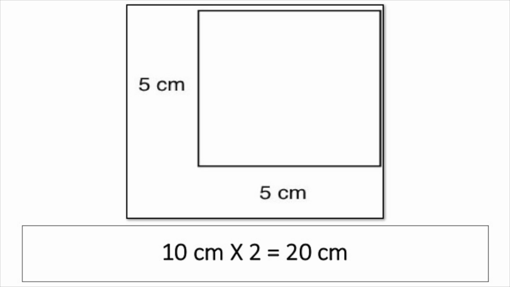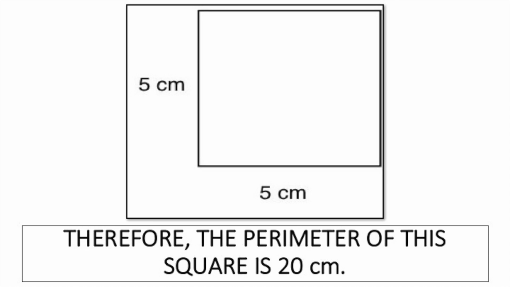Or, if you want to, just take one side, 5 centimeters, 5 times 4 equals 20. You get the same answer. So you can do it the way you do with a rectangle, length plus width times 2, or length times 4, because all the sides of the square are the same length. So 4 times the length will be the perimeter. Therefore, the perimeter of this square is 20 centimeters. Any questions, guys? That was brilliant. Very well done.